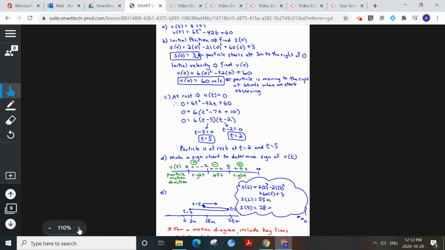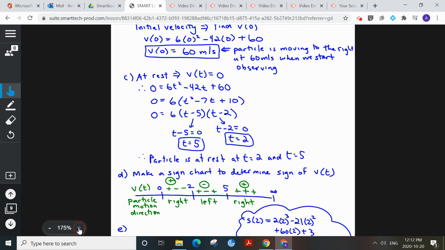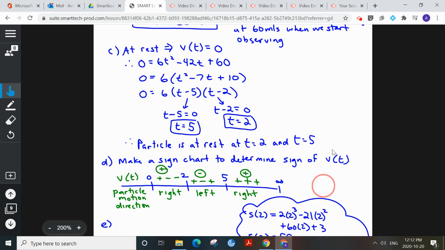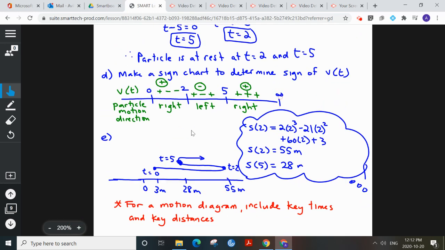Okay. So you might remember that we had a sign diagram that looked something like this. Even though this is a different file, so the sign diagram looks slightly different, the signs are still the same. Between 0 and 2 seconds, my particle is moving to the right. Between 2 and 5 seconds, my particle is moving to the left. And between 5 seconds and continuing to infinity, my particle is moving to the right.